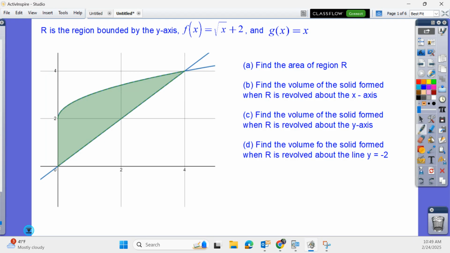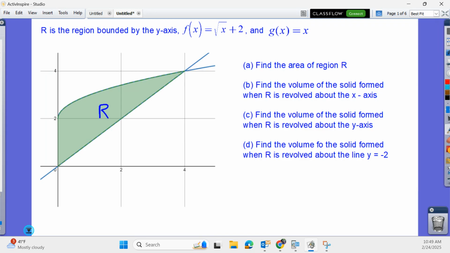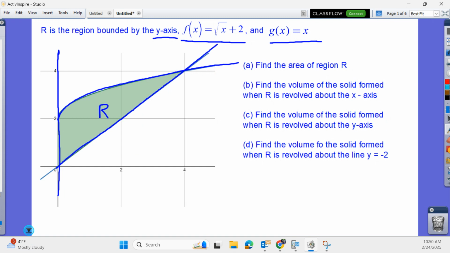So if you look at the problem here, we've got R, this region right here, is bounded by the y-axis, the graph f of x equals square root of x plus 2, that's here, and the graph g of x equals x, that's this graph here. So the area is easy enough. We want the area of region R.